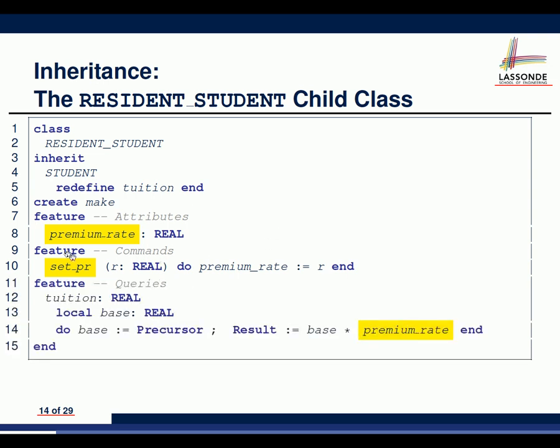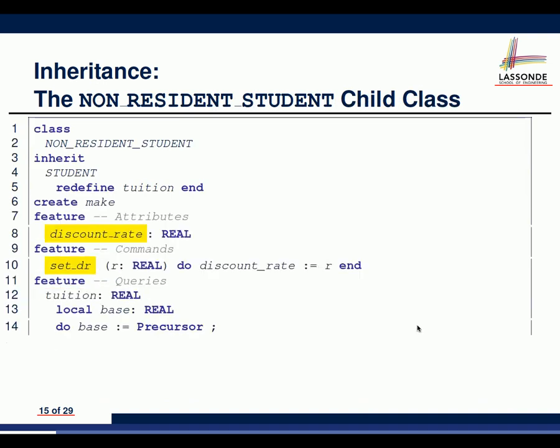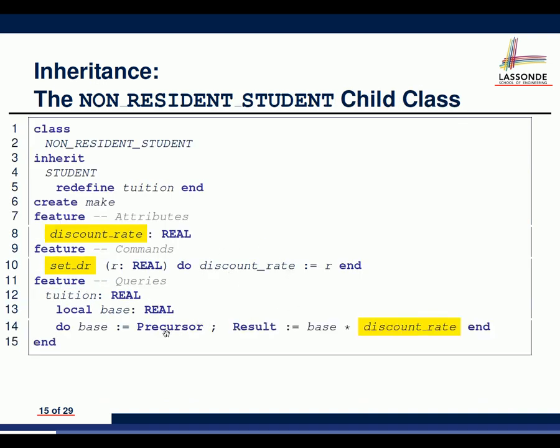So now one thing I want to show you is precursor. Okay? Precursor here is like calling the version of tuition in the superclass. Because in the superclass, the tuition is a query returning real. So I can simply use precursor here as a real. Get whatever the calculation result is from the superclass as a base, and then apply the premium rate. That's how you can use precursor, like a super in Java. Similarly, you can do the same thing for non-resident students, and then you can also apply precursor. Okay? Okay so far? Okay.